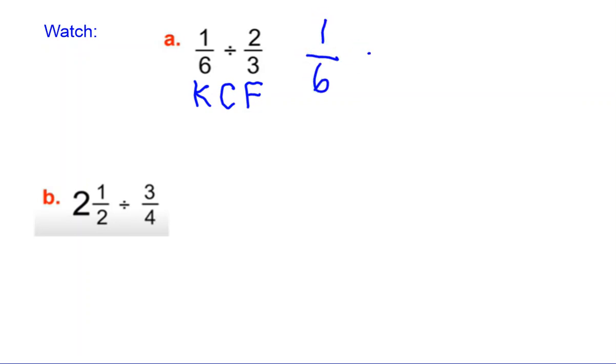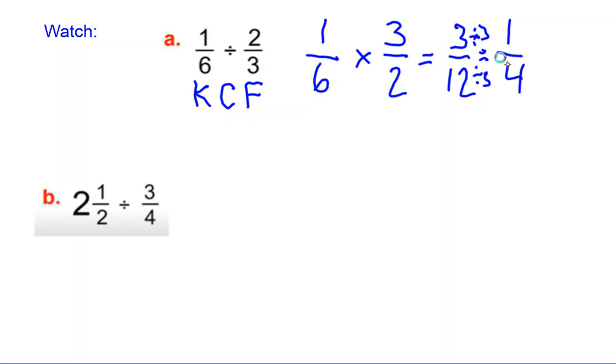So we'll have 1/6 times 3/2. And then we are able to just multiply straight across. 1 times 3 is 3. 6 times 2 is 12. We know that 3 and 12 have a common factor. We can divide each one by 3. So divide by 3 on the top, divide by 3 on the bottom, and we would end up with 1/4.